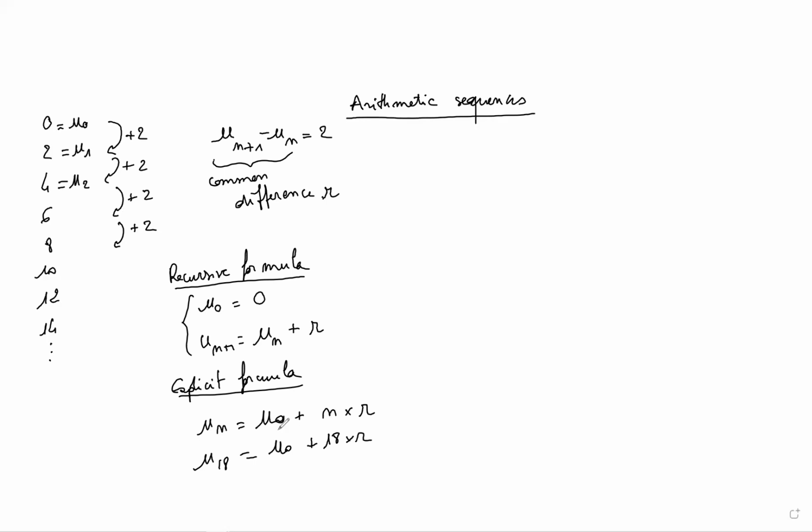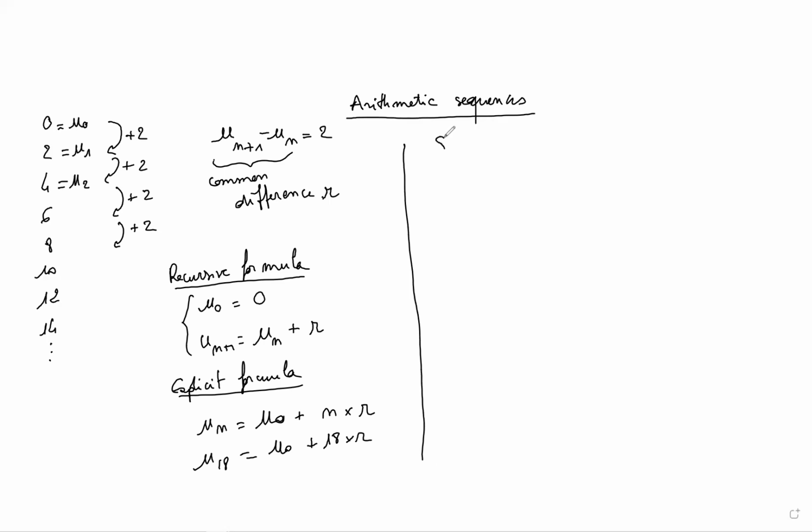Be careful, because if you don't start from U0, for example, you have to really be careful about the number of times you are adding the common difference to get to that number. You can check that on an example if you want.